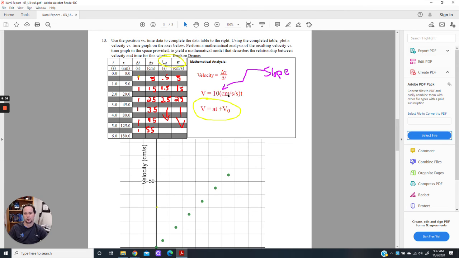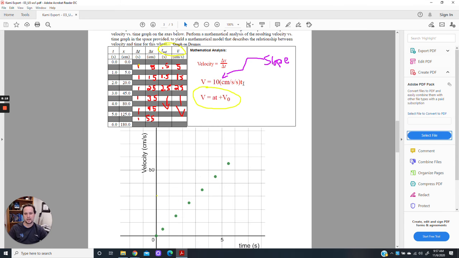And I end up with an equation that looks like this. Here's my y variable, v, velocity, equals the slope, 10 centimeters per second squared, and my x variable, time. I don't have a visible y-intercept because the y-intercept is 0, and we usually leave that off. But it does represent a starting velocity, so when I generalize the equation, the slope is the change in velocity. Change in velocity is what we call acceleration, and that's what we've got here. Velocity equals the acceleration times time plus the initial velocity.